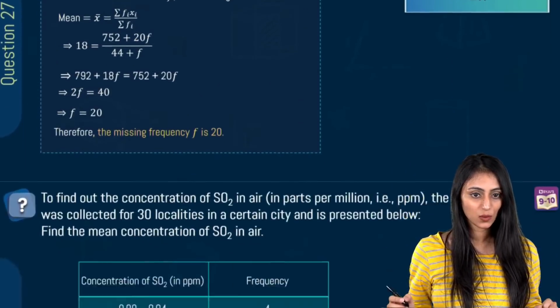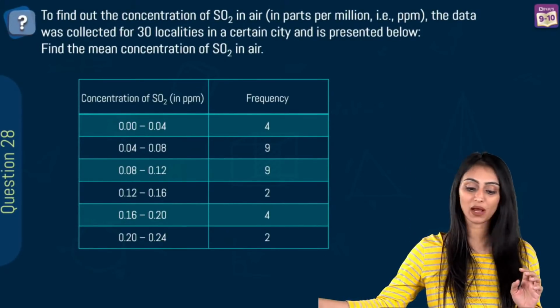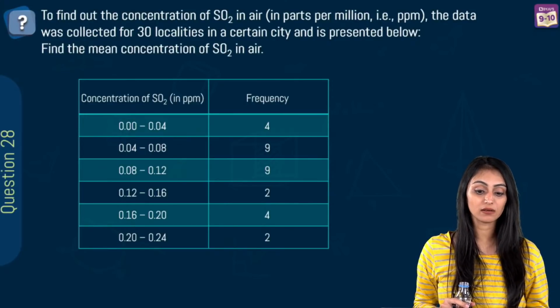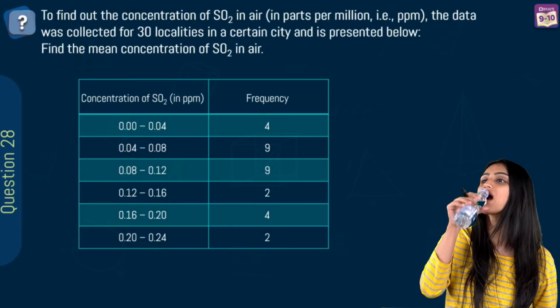Let's move ahead, let's take a look at the next question. To find the concentration of SO2 in air in parts per million, that is ppm, the data was collected for 30 localities in a certain city and is presented below. Find the mean concentration of SO2 in the air.